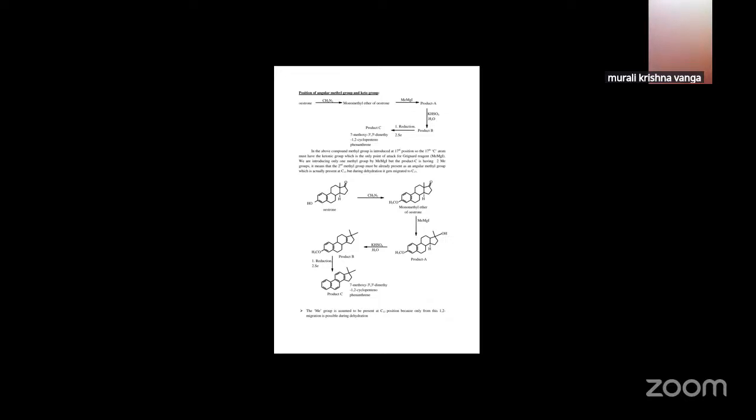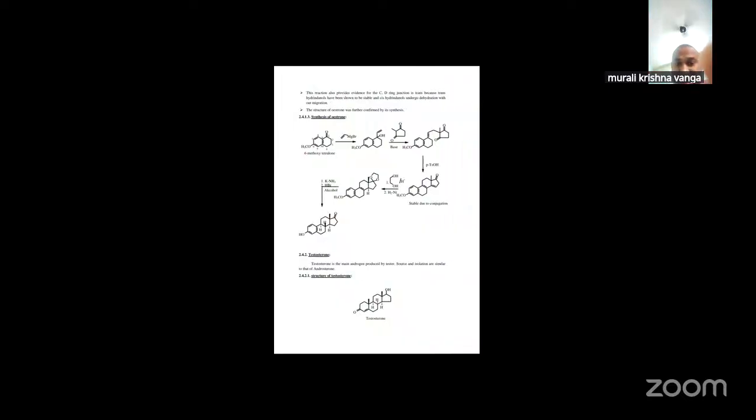And the keto group is present at the C17 position, that is adjacent to it. So this is the structure. Next one, we are going to discuss the synthesis of estrone.